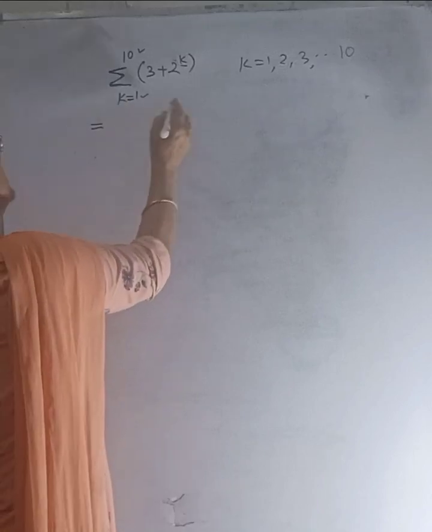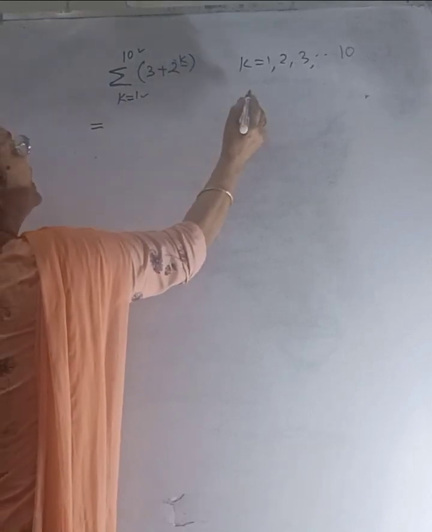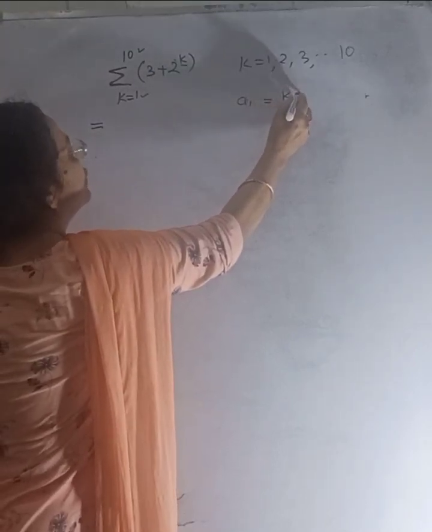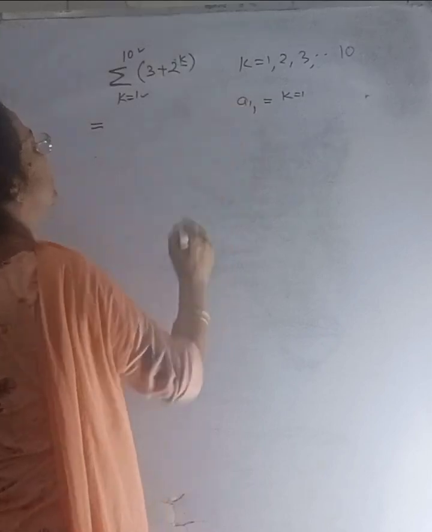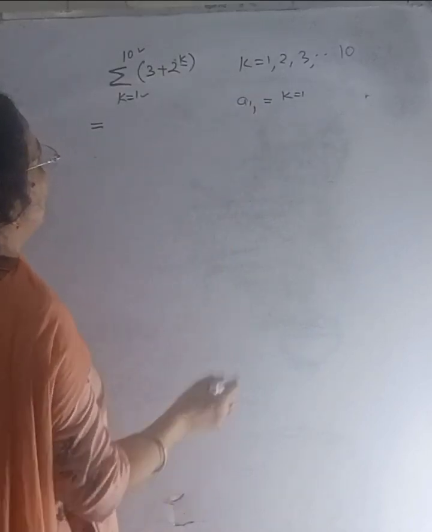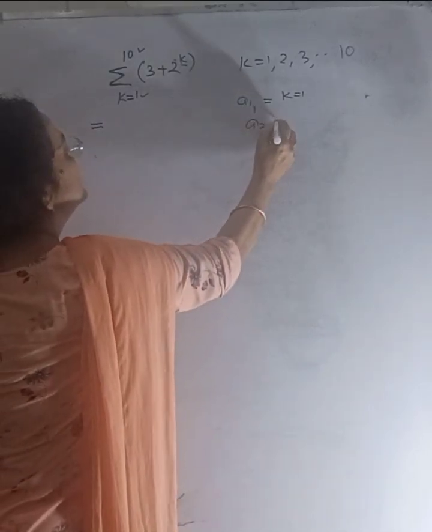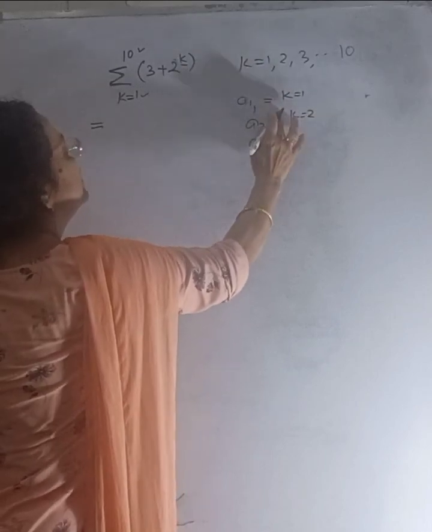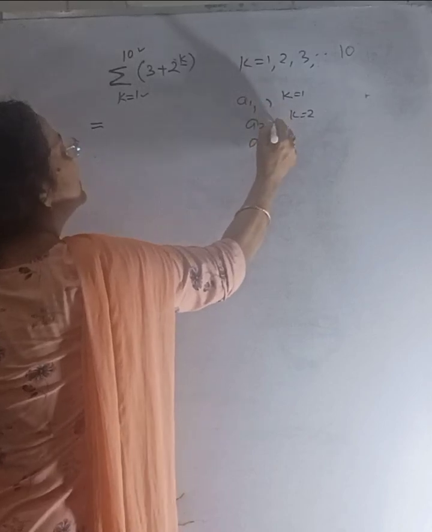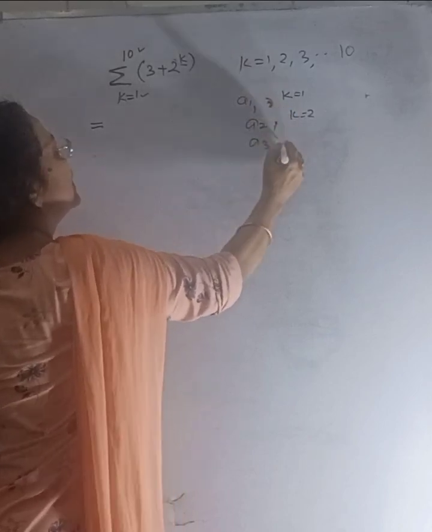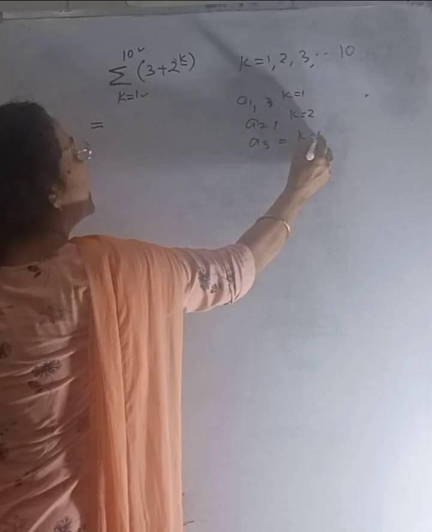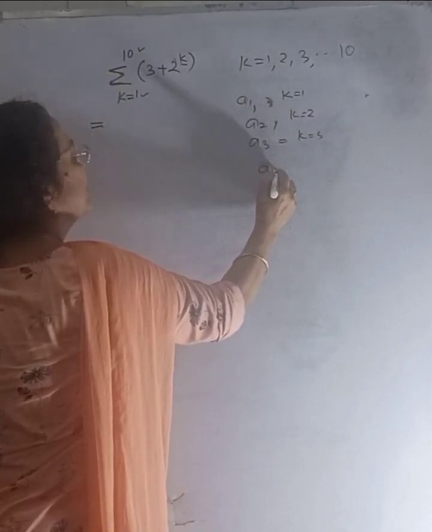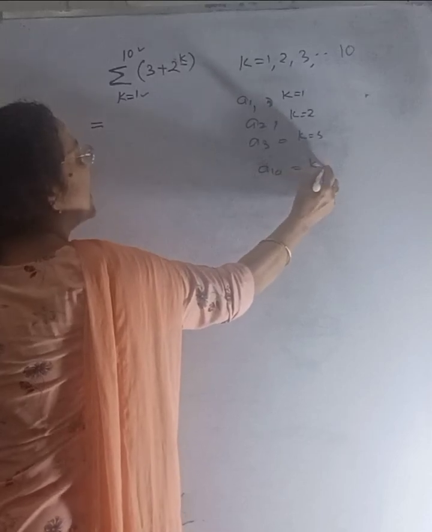How can we do it? A1 can be obtained by putting k is equal to 1. A2, this will be k is equal to 2. For A3, k will be equal to 3 and so on up to A10. Then k will be equal to 10 and that is the end of the series.